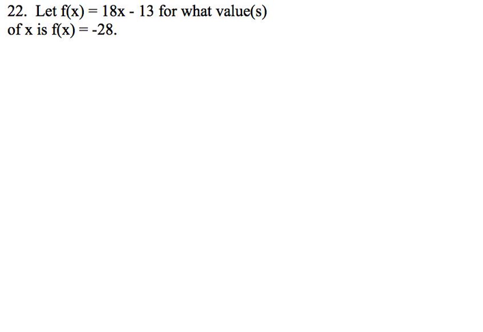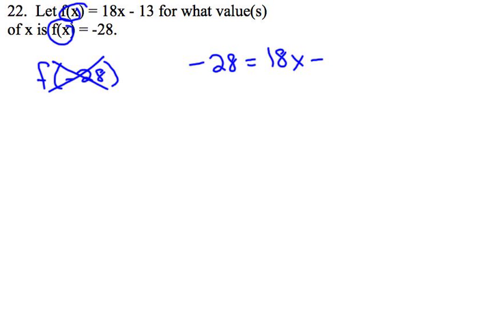Continuing on with function notation, this is saying, okay, f of x is equal to 18x minus 13. You want to find the value or values of x that make f of x equal to negative 28. Notice I'm not saying find f of negative 28. That is not what that says. So you're not to substitute in negative 28 where the x is. What you're going to do is replace equal values and substitute. So I'm going to put negative 28 in for f of x and now solve for x.